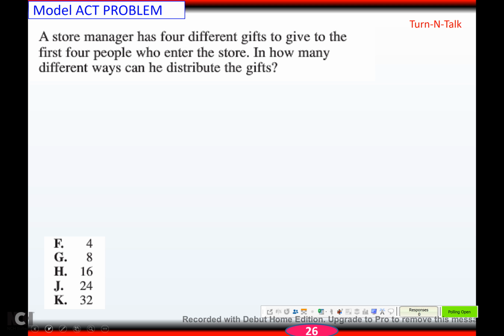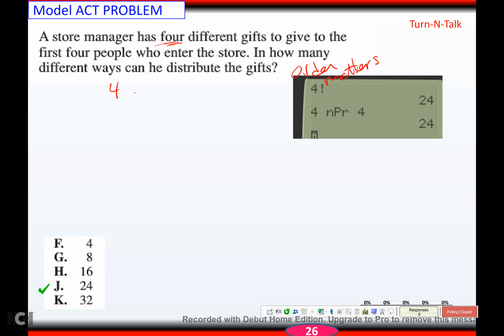go, try this one, hit pause, come back when you're ready. And hopefully you got 24. It says a store manager has 4 different gifts to give to the first 4 people who enter the store. In how many different ways can he distribute the gifts? Order matters here, because when the first person comes in and he gives them one gift, that gift is no longer available for the others to choose from. So order matters. So we're going to do a permutation, and you have 4 taken 4 at a time, which is 24.